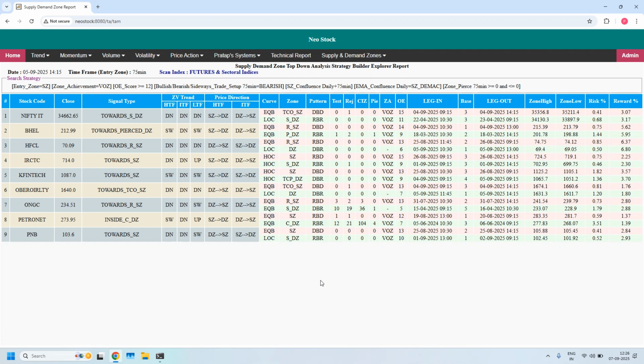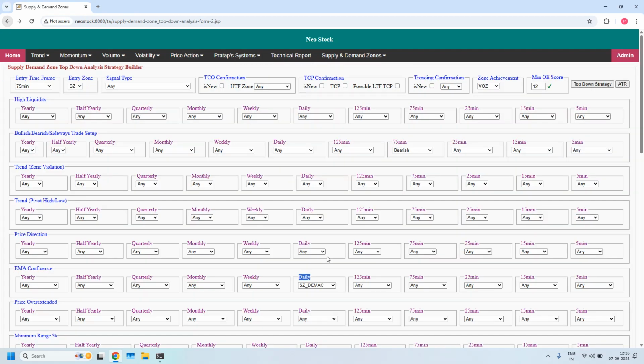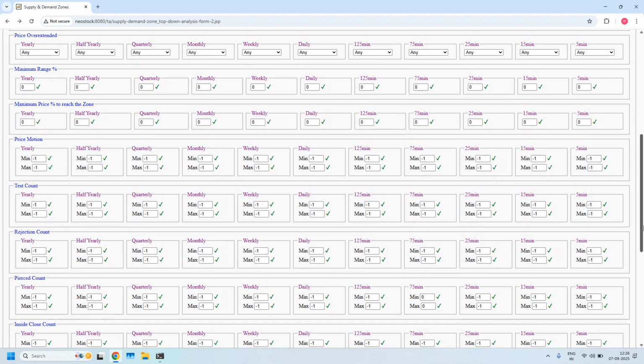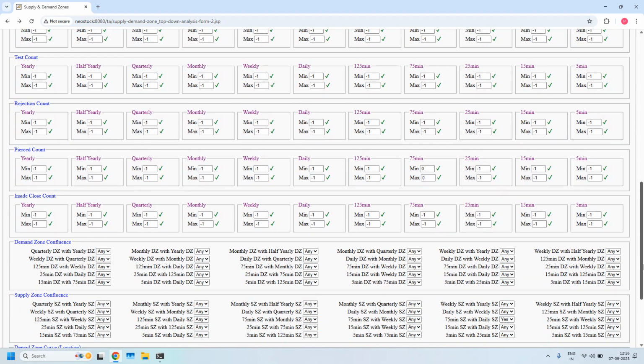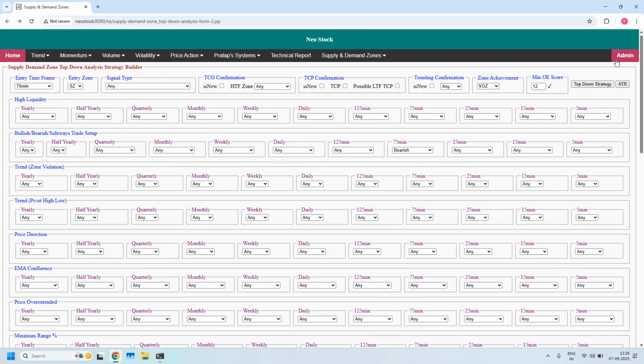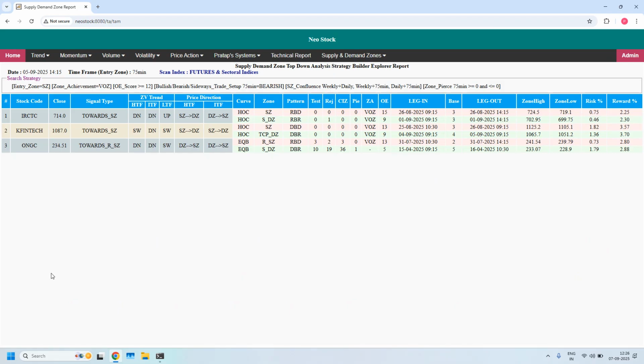Okay, next, let us look into LTF, ITF and HTF supply zone confluence and then followed by HTF EMA confluence. So I am going back, removing this EMA filter because it is ITF specific. Now we are focusing on HTF also. So in the supply zone confluence, 3 filters we have to set. First filter, 75 and daily supply zone confluence, is already enabled. Next 75 minutes and weekly, then daily and weekly supply zone confluence. With all the 3 filters, we got 3 stocks.